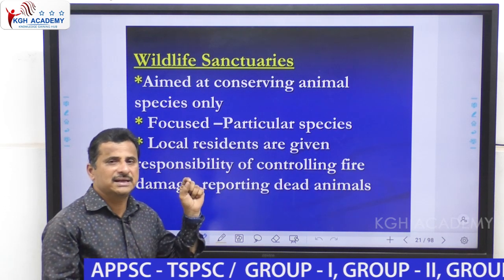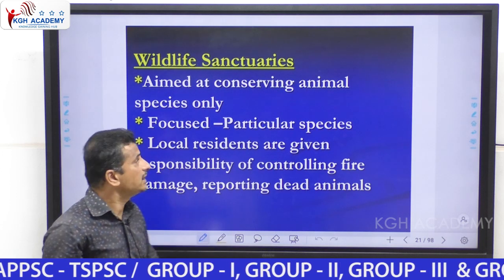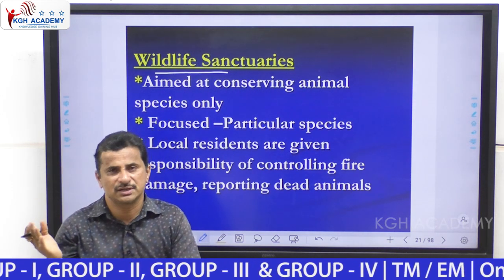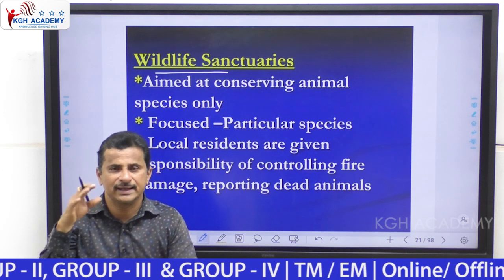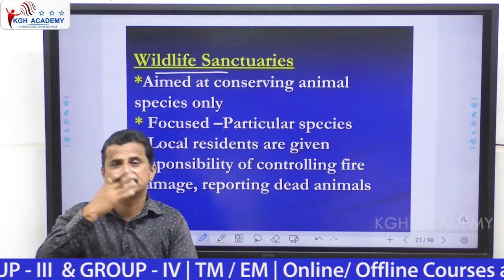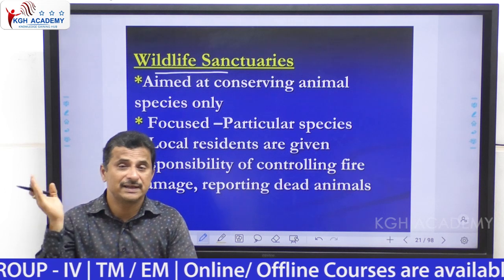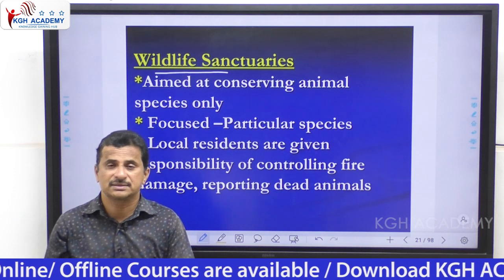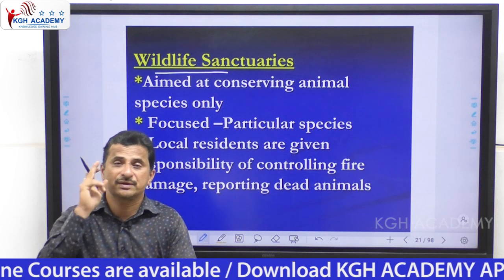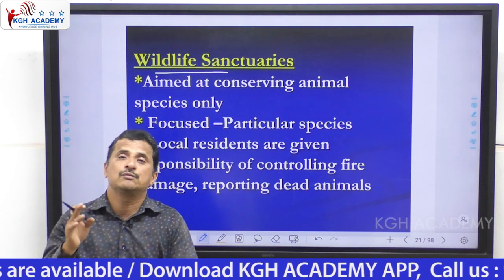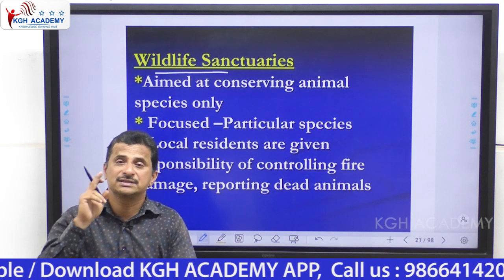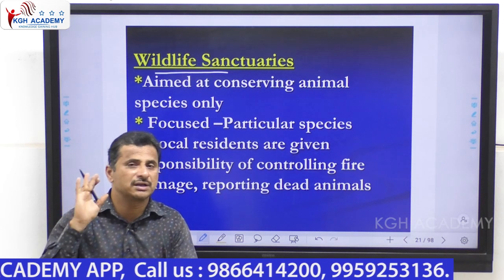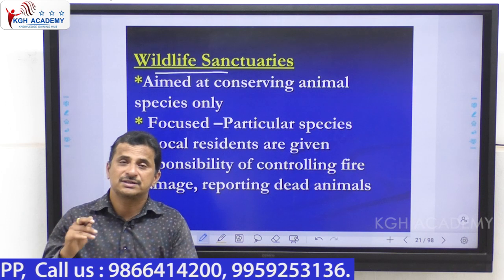After national parks, the next protected area is wildlife sanctuaries. Wildlife sanctuaries are different from national parks. They are smaller in area compared to national parks. National parks cover many kilometers of area, but wildlife sanctuaries are smaller than that. In wildlife sanctuaries, preference is given to one animal; generally they conserve one animal only. But national parks give importance to the total wildlife, all organisms.